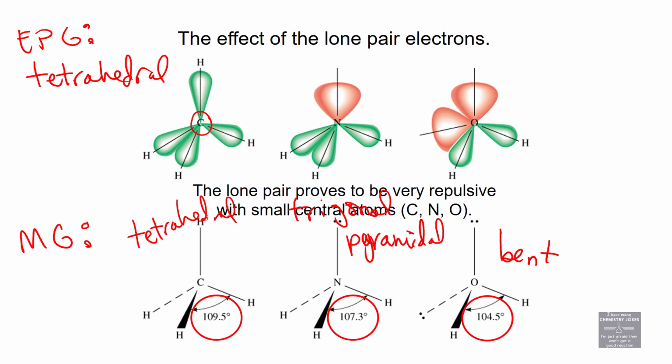The lone pair is very repulsive, especially with small central atoms. Do you have to know that water has a 104.5 instead of 109.5 bond angle? No, you need to know that water, because it has lone pairs, has a less than 109.5 degree bond angle. That's all that matters to me.